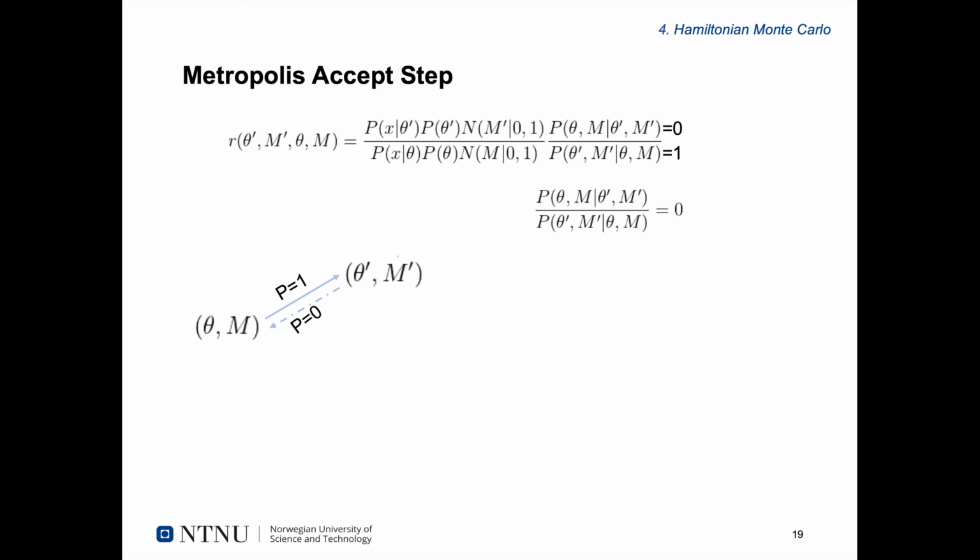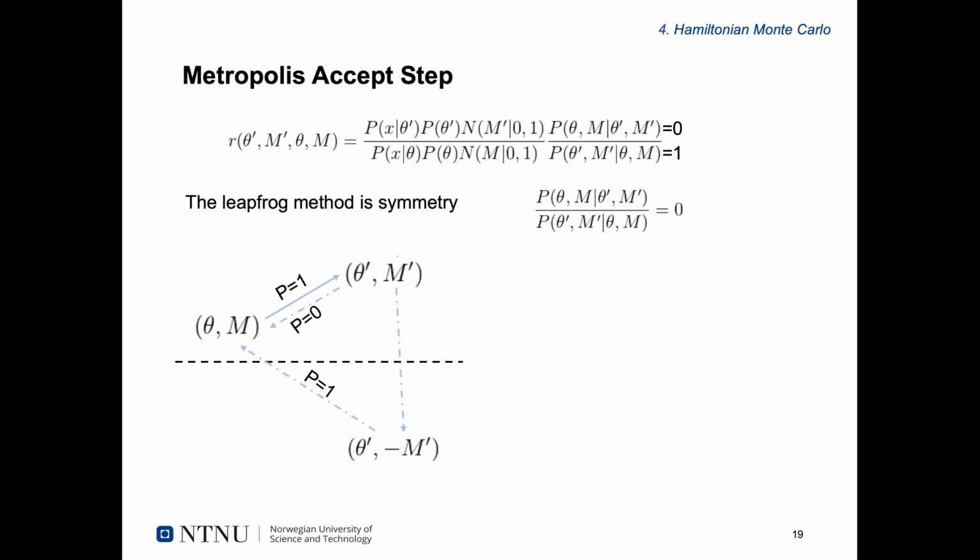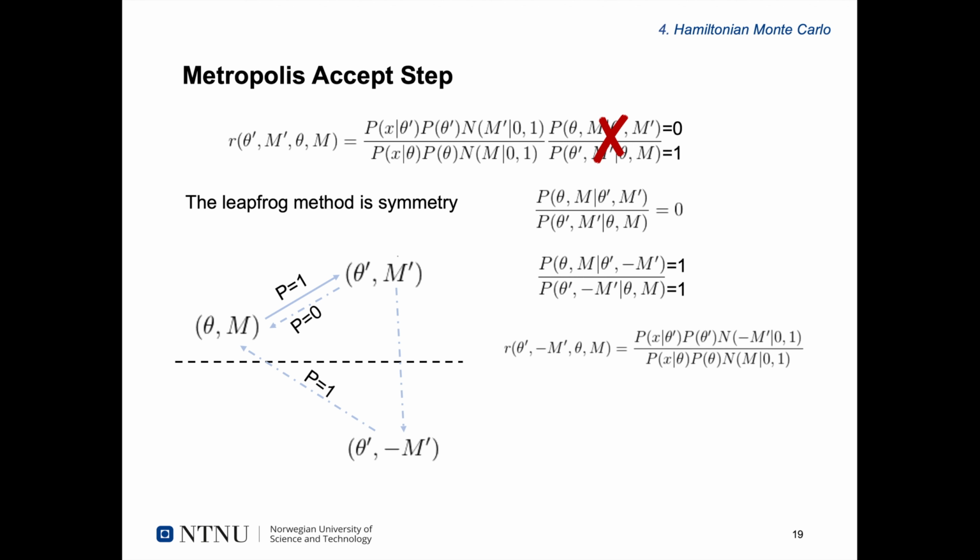The solution is actually very simple. We negate m primed, so that instead of evaluating theta primed, m primed, we evaluate a proposal theta primed, minus m primed. Since the leapfrog method is symmetric, the transition probability from theta primed, minus m primed to theta, m is actually equal to 1. So the numerator here is equal to 1. The denominator is also equal to 1, since theta primed, minus m primed is obtained only by negating m primed. So in the ratio equation, the second part vanishes and the ratio reduces to a simpler form.